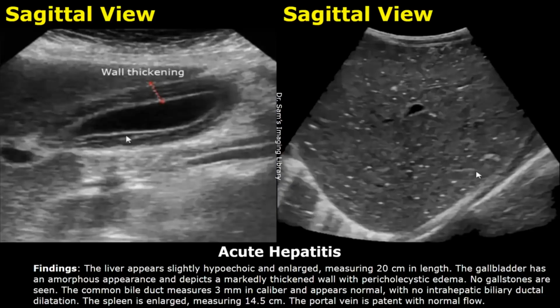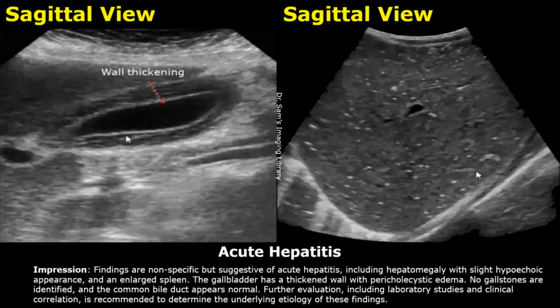In the impression, you can write that these findings are non-specific but suggestive of acute hepatitis, including hepatomegaly with slight hypoechoic appearance and an enlarged spleen. Then you can write about the thickened gallbladder wall with pericholecystic edema. Finally, you can write about further evaluation and clinical correlation.